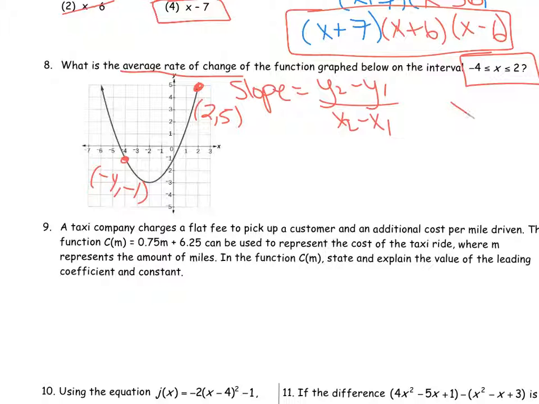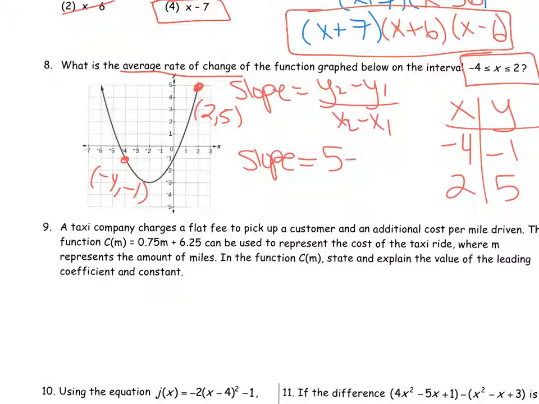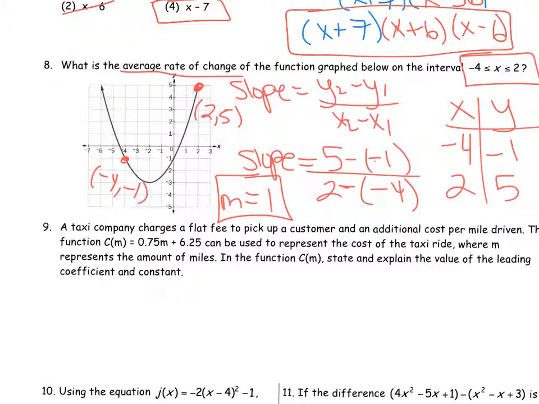So if I make my little t-chart table of x and y, I know x is negative 4 and x is 2. I know y is negative 1 and y is 5. Just filling in my slope formula, guys. I have 5 minus negative 1 all over 2 minus negative 4. And if we put this in the calculator, you'll get that the slope, m, equals 1. And that's it. Guys, you also could do rise over run here. We have rise up, over, up, over, up, over, up, over, up, over, up, over by 1.